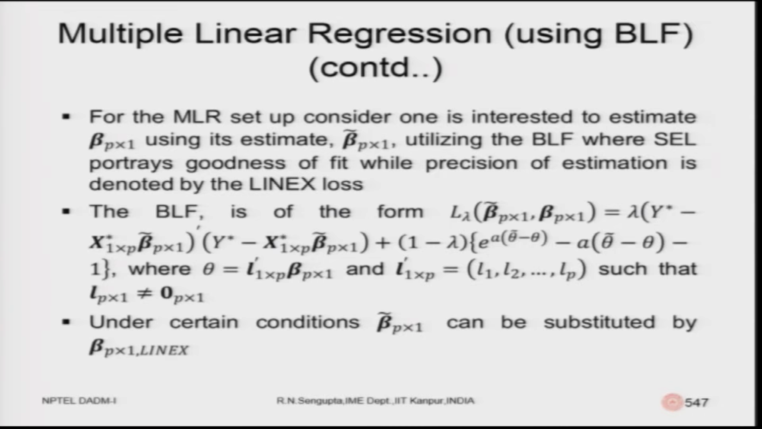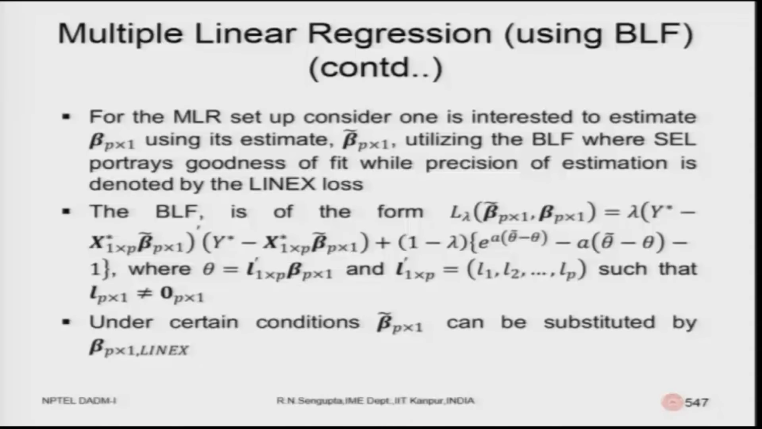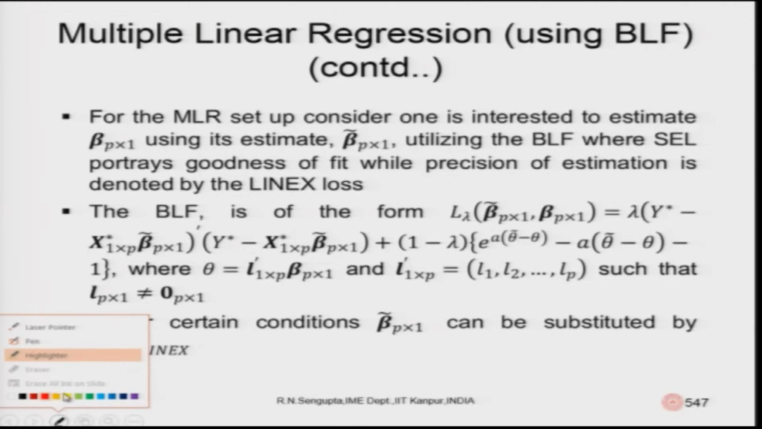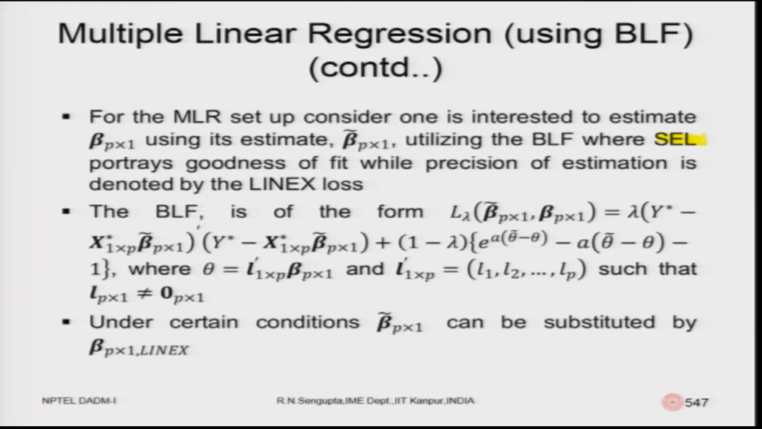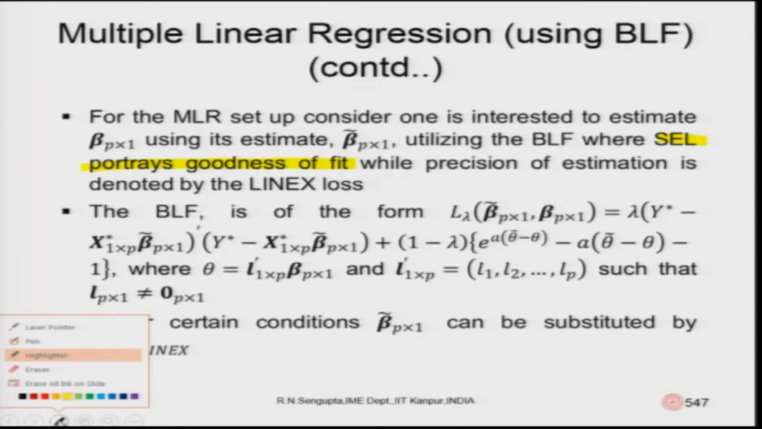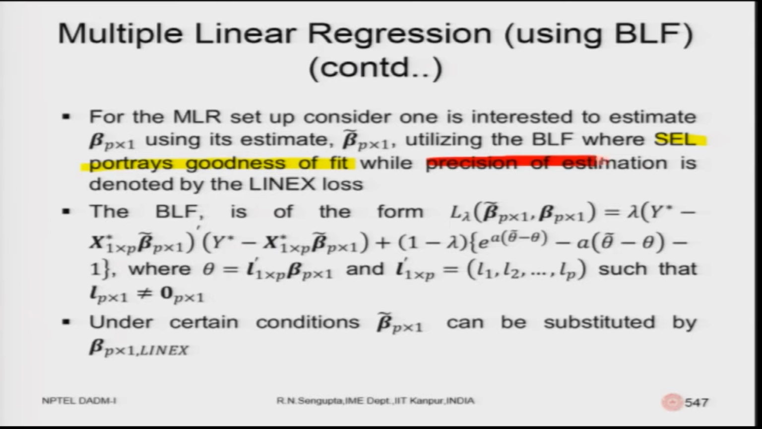Now, consider the second type of formulation of the same concept, but presented in a different way. For the MLR setup, consider one is interested to estimate beta, a p cross 1 vector, using beta tilde. Beta tilde is used generally, but here the balance loss function has been modeled accordingly. Squared error loss portrays the goodness of fit, which is as it is. The precision of estimation is denoted by Linex loss, which is as it is.